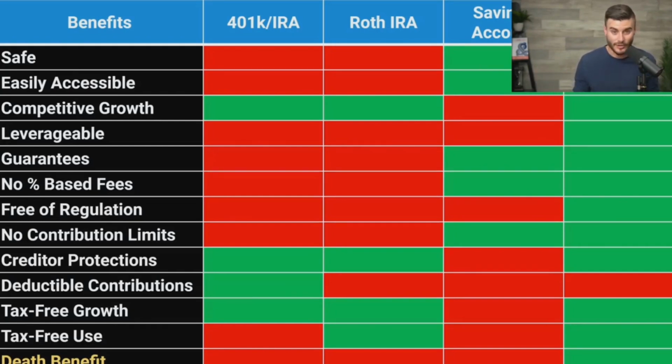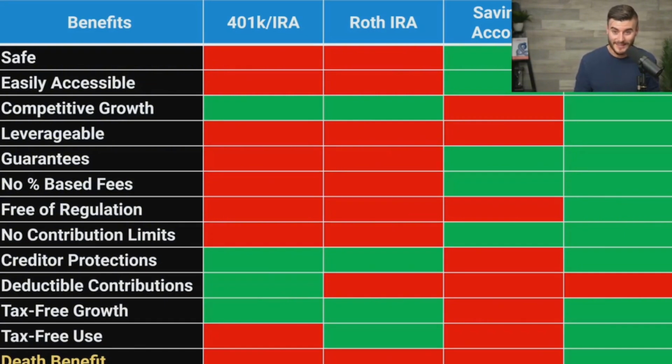We could spend a whole video on this, but when life insurance is set up and used properly, when it's max funded, you have safety. You can easily access it. It's easily accessible, another word for that is liquid. I believe it gets competitive growth. I'll have another video in this series that talks about the competitive growth. It's leverageable, meaning you can borrow against it and it still grows. There are guarantees built in. There are no percentage-based fees. It's free of regulation, and there are so many other private benefits to life insurance.